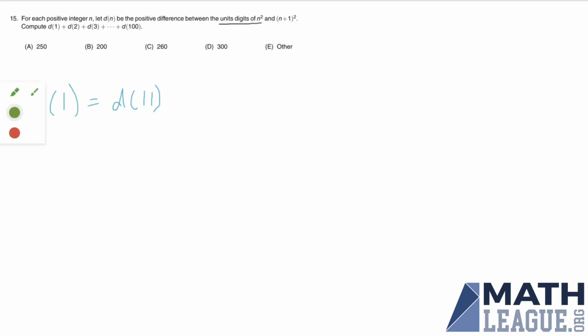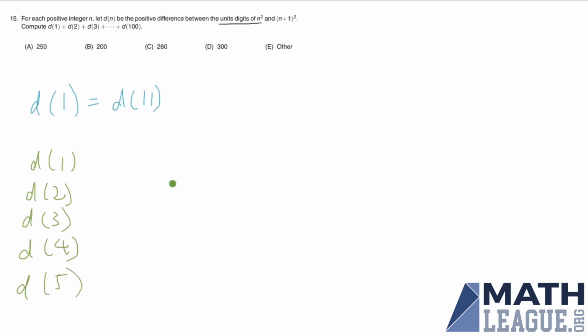But if we take a further look, and we go within that period of 10, we have d of 1, d of 2, and then let's just write all of these out. d of 5, 6, 7, 8, 9, and 10, we'll notice that there's another pattern. And that is that within each group of 10 consecutive integers, we have another repetition. And that's because the squares have a cycle of units digit, right?